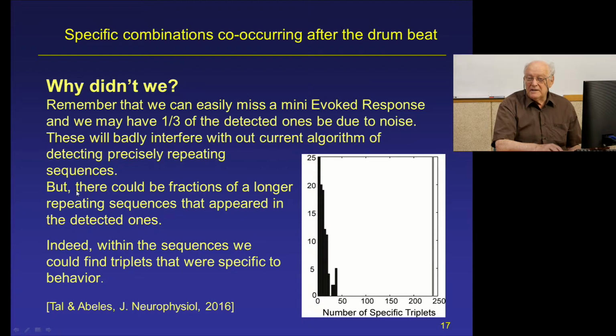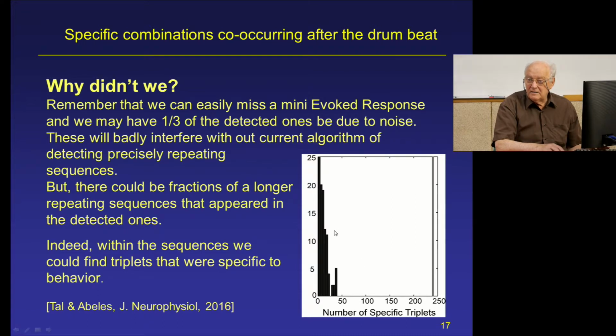But it could be that there is some substructure that remains. So there is something big, but every time we see only a fraction of it mixed with other things. To test this, we looked for triplets of events that appeared in many of the detected repeating sequences in one condition and not in the other. Indeed, we could do this. In this case, we saw about 240 triplets that appeared in sequences following the incongruent beat, but not following the congruent beat.